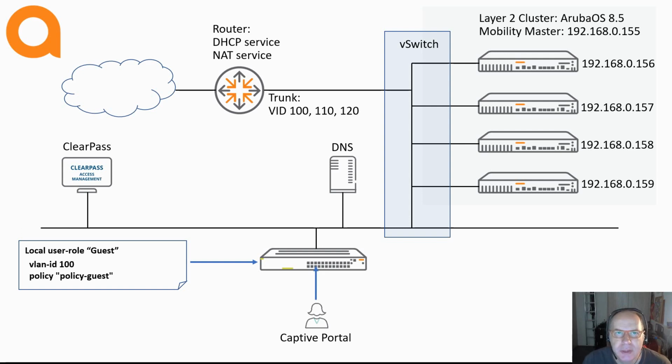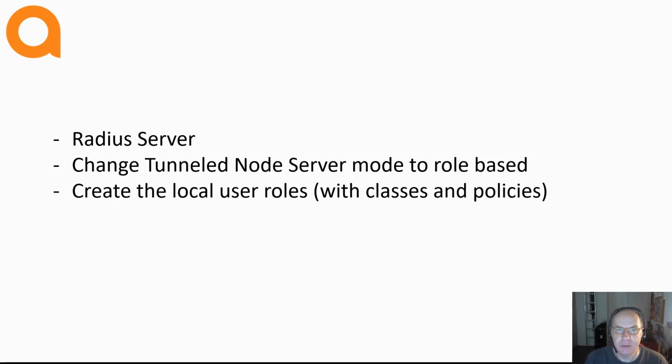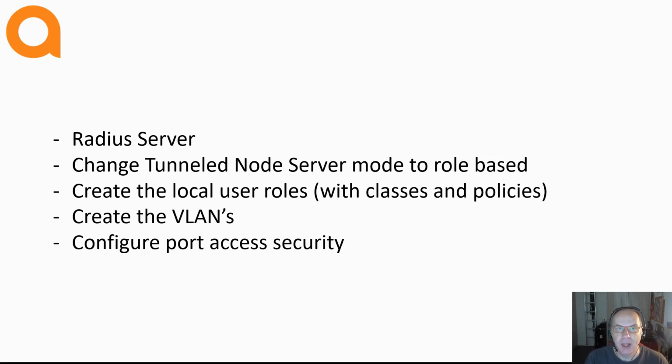Back to the configuration. Let me show you the configuration steps for the switch. The switch configuration will be comprised of the following. I will do the radius setup, that's including accounting. Set the tunnel node server mode for role based. It's now configured for port based. Create the user roles. Configure the VLANs and assign the VLANs to the uplink port as tagged members. And configure security on the access ports.